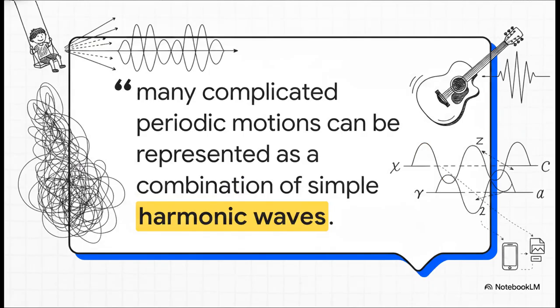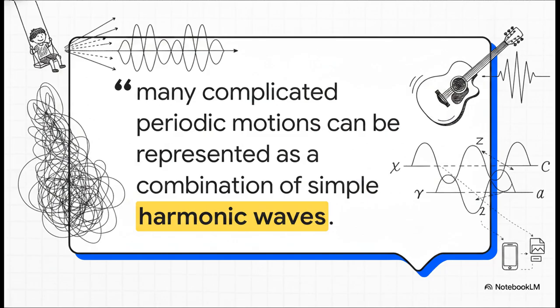What starts with a child on a playground swing eventually scales all the way up to Fourier analysis, proving that almost all complex vibrations are really just combinations of this one simple motion. If you pluck a guitar string, it vibrates in a way that closely resembles SHM, generating sound waves. But real, natural sounds are messy and complex.